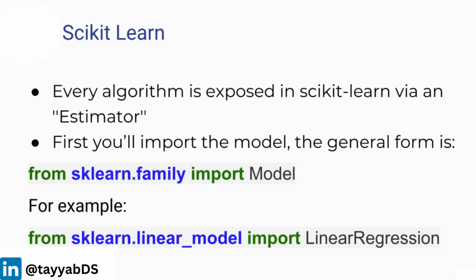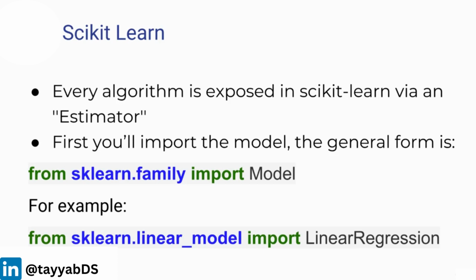Every algorithm is exposed in scikit-learn via what's known as an estimator object. Estimator is really just another word for model, since all machine learning models are doing is estimating a predicted output. So first you're going to import the model, and the general form looks something like this. You say from sklearn dot, and then the family of models you're looking for, and then you import the actual model. For example, if you wanted to work with the linear regression model, you would simply say from sklearn.linear_model, and that linear_model is the family of linear models. Then you would import whatever specific model you're looking for.